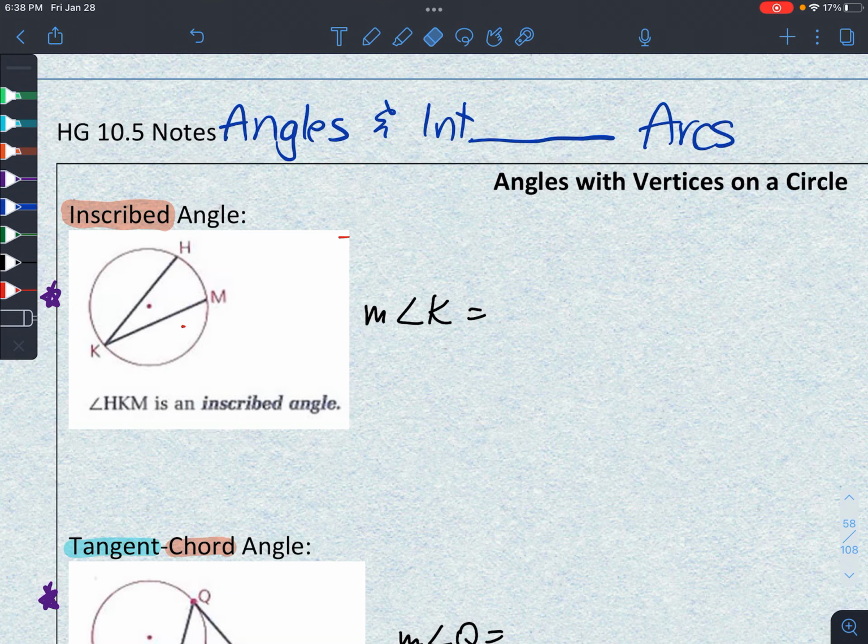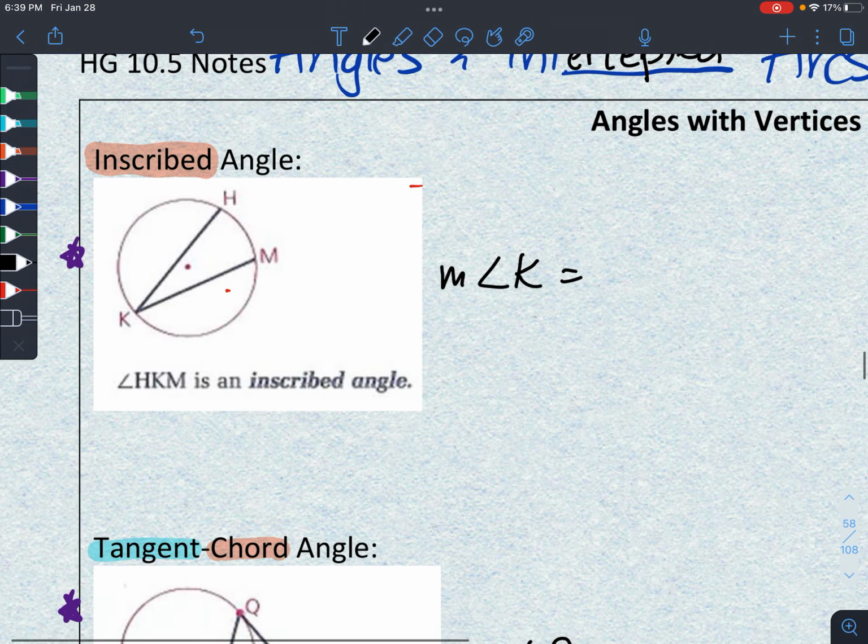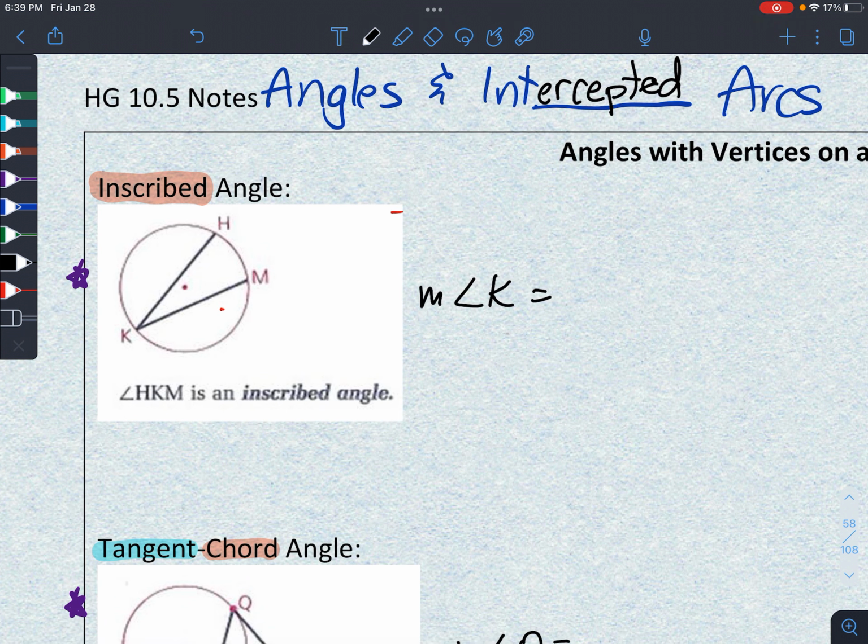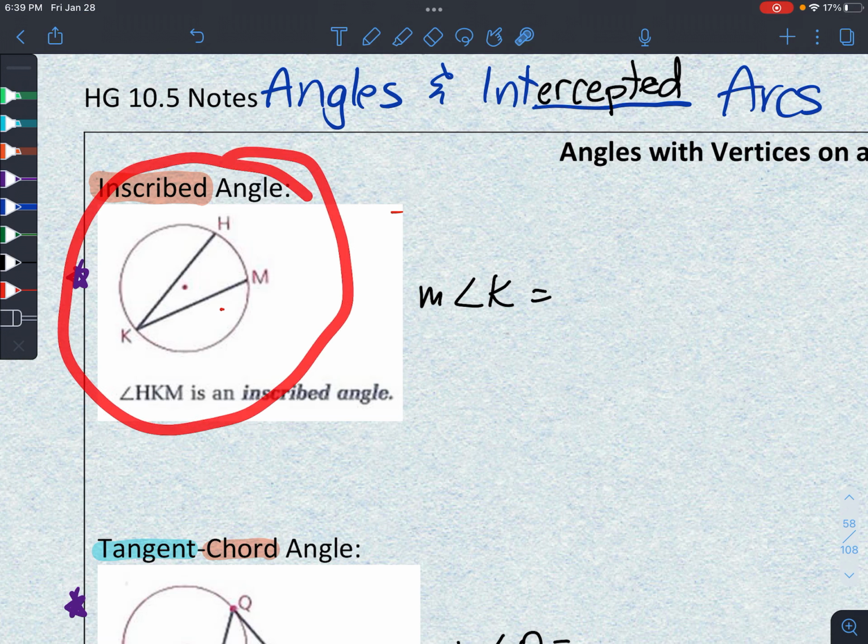Here we go. Lesson 10.5. It is about angles and intercepted, not footballs, but arcs. All right. We're looking at something we saw in the past, which is inscribed angles.